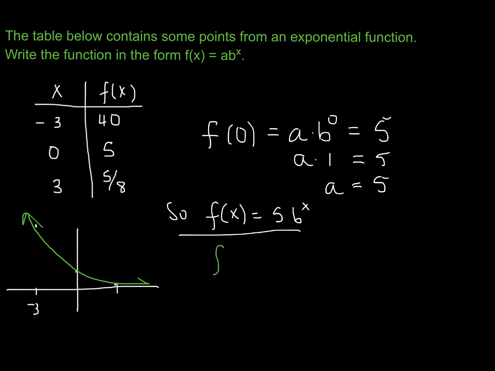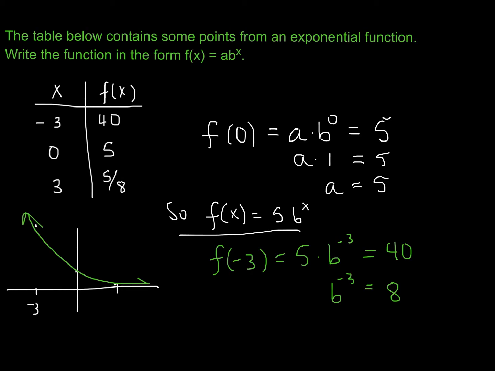So if I plug in negative 3 into my function, I will have 5 times b to the negative 3 is equivalent to 40. All right, so let's see what we've got here. We have 5 times b to the negative 3 equals 40. So if I divide by 5 on both sides, I'll have b to the negative 3 is equal to 40 divided by 5, which is going to be 8.